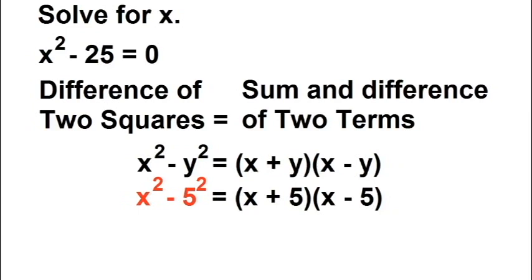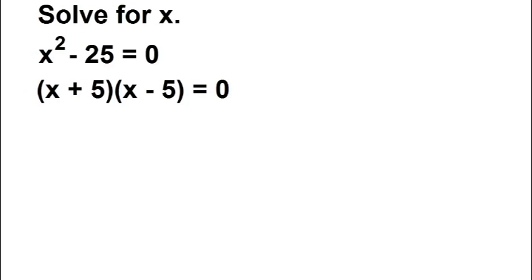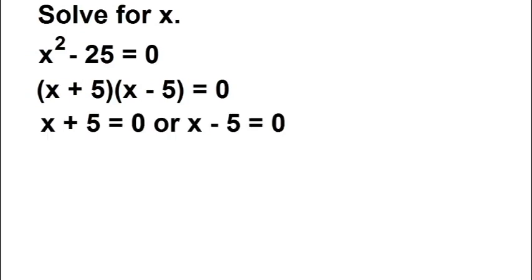To factor, find the square root of x squared and the square root of 25. The square root of x squared is x and the square root of 25 is 5. Then write in the form sum and difference of two terms. The factors are x plus 5 and x minus 5. Set each factor equal to 0, x plus 5 equals 0, or x minus 5 equals 0.